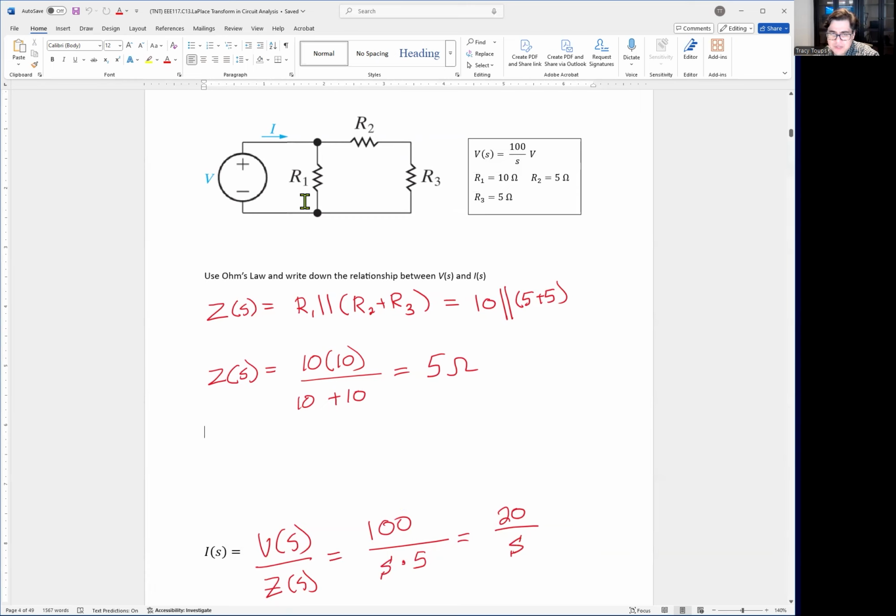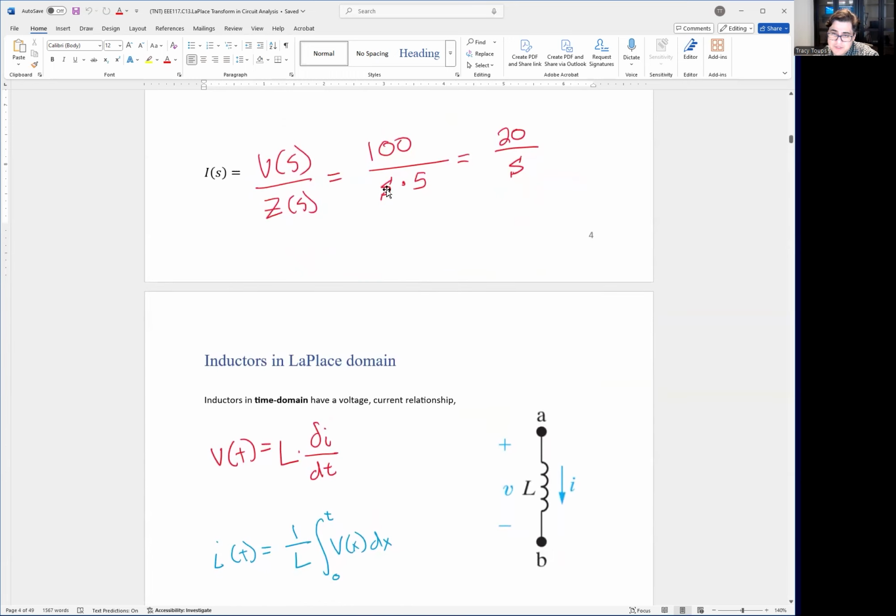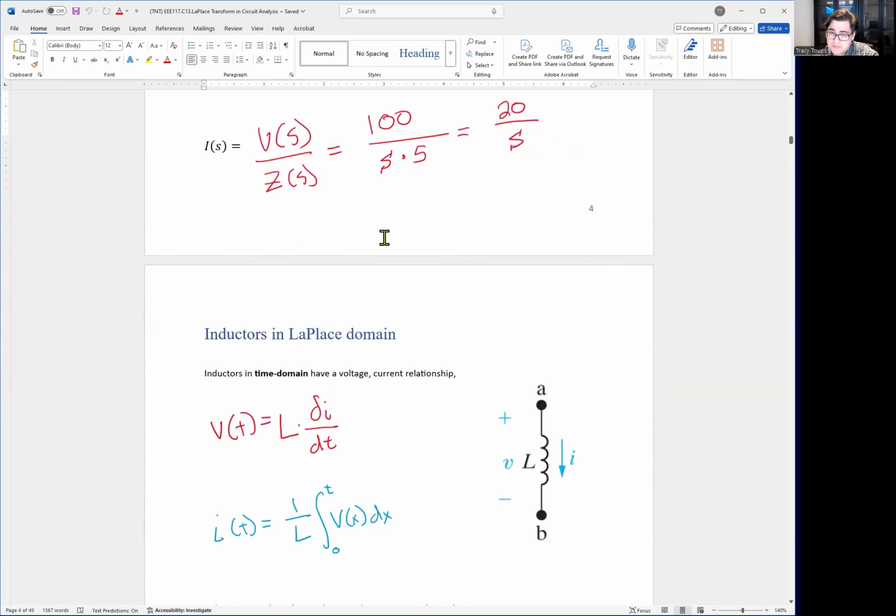If it's 100 volts and you have a resistor of 5, you should expect 20 amps flowing through. And the divide by S is to represent the step function because we're going to turn the circuit on at t equals 0. Okay. So nothing really changes. I guess the big difference is you just have to remember to carry the S over because of the switch.